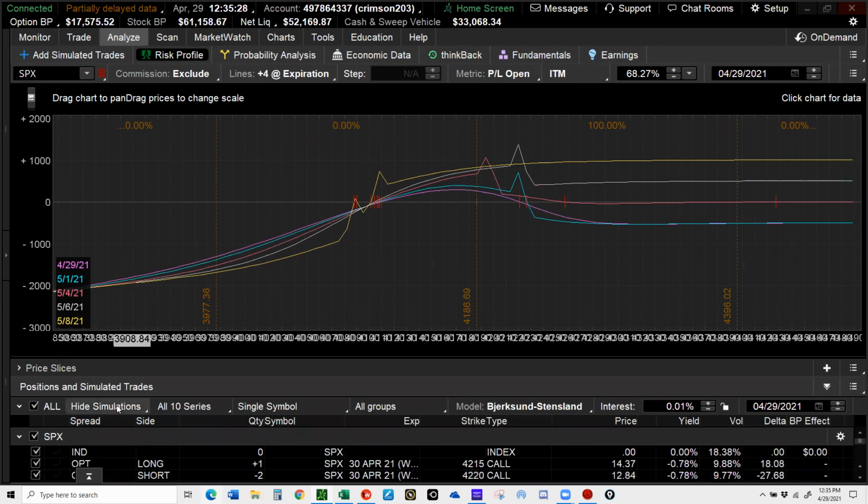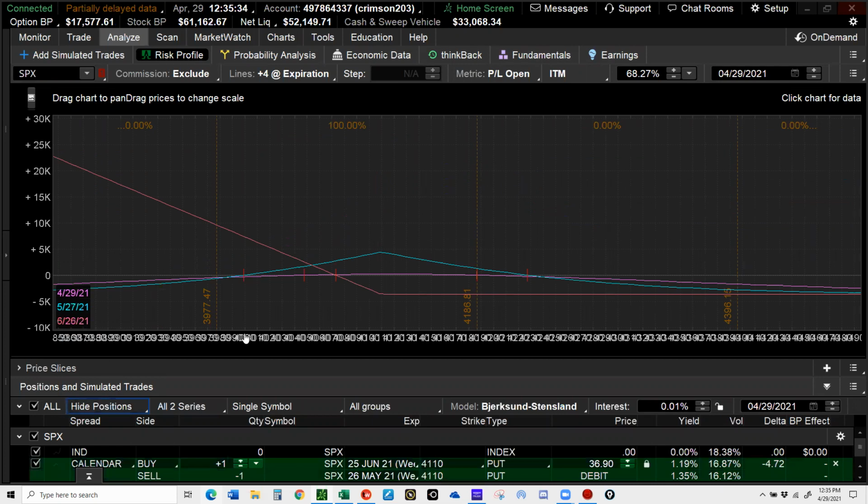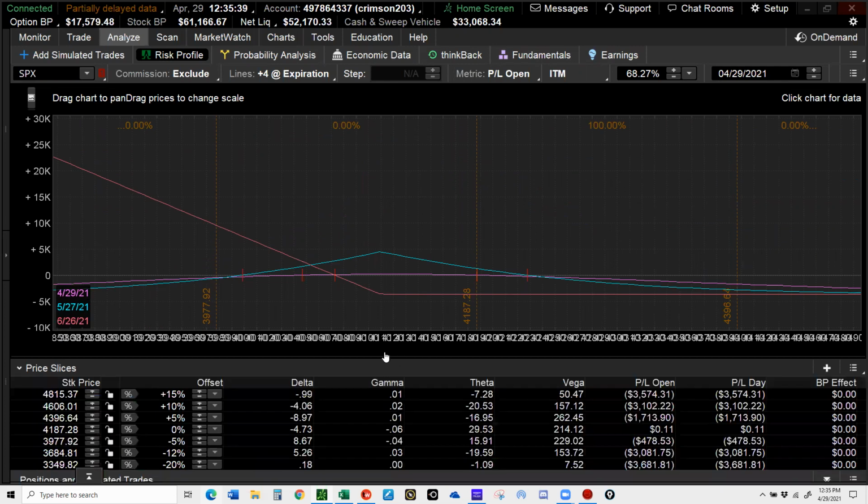So now we'll hide positions and we'll only look at calendar. All right, so this is a calendar. And let's see what it's given us, because that's what's more important. Even more important than the risk graph is to look at what this trade is giving you.